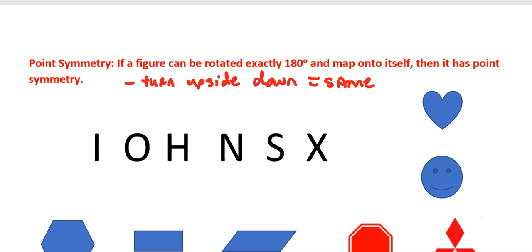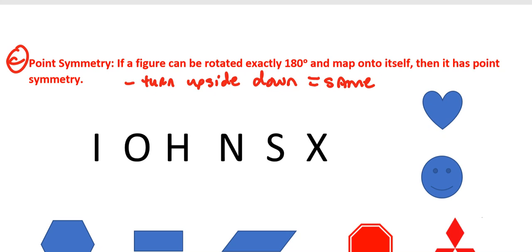essentially what it means to have point symmetry. Exactly 180 degrees is when you are backwards, you're turning backwards. So if it's 180, then it's considered to have point symmetry. All right, this is our third and final type of symmetry.